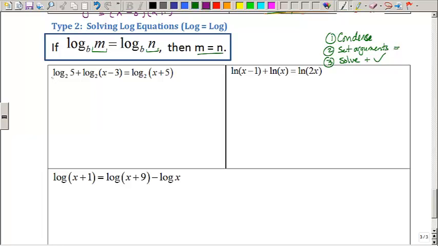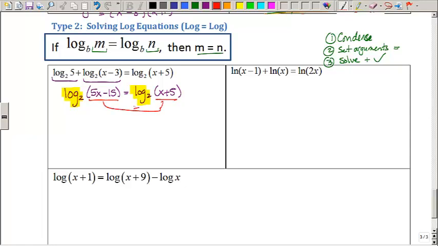On our first problem, I have two logs on the left-hand side, so I'd like to combine them using my product rule. Log base 2 of 5x minus 15, I'm multiplying the two arguments together, equals log base 2 of x plus 5. Notice that I have log equals log. The bases are the same, and because I have log equals log and the bases are the same, that must mean that the arguments are equal to each other. So I'm going to set the two arguments equal to each other.